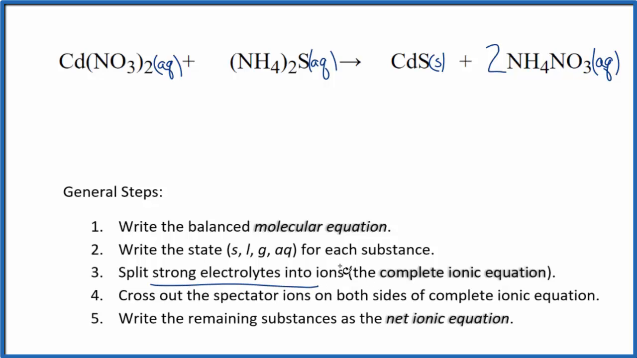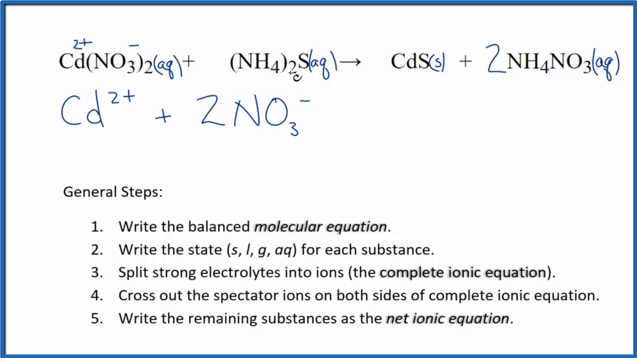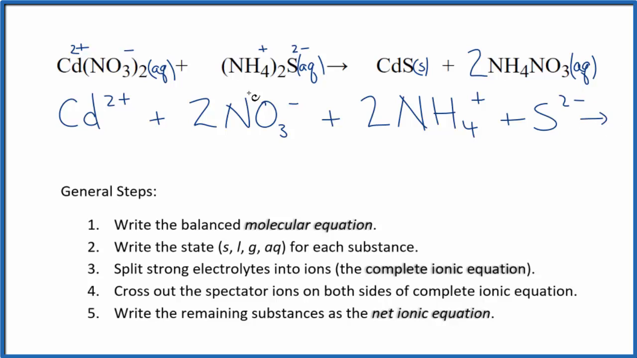We can split the strong electrolytes into ions, and that's going to give us the complete ionic equation. So Cd is always 2 plus, nitrate ion, the whole thing, 1 minus. Cd 2 plus, I'll write the states later, let's not do that now, plus 2 of the nitrate ions, and then the ammonium ion, NH4 plus, very good one to remember, sulfide 2 minus. So 2 ammonium ions, NH4 plus, and then the 1 sulfide ion, S2 minus. These are the reactants in our complete ionic equation.